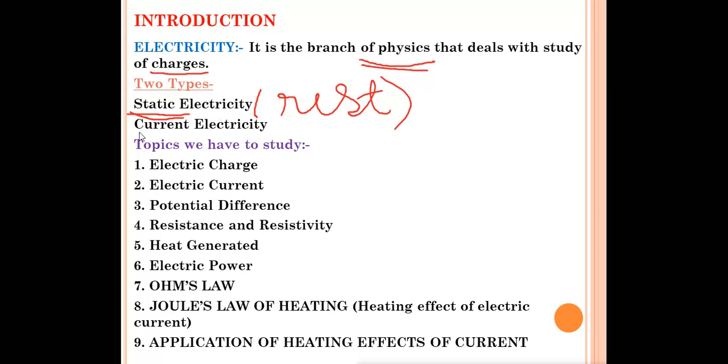And current, what do we understand by the word current? Current means motion. So it is a type of electricity in which charges are in motion. You have to remember, static electricity means charges will be at rest. They will be at a fixed point.